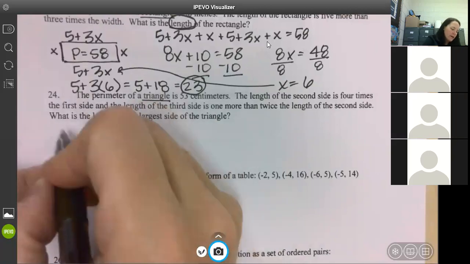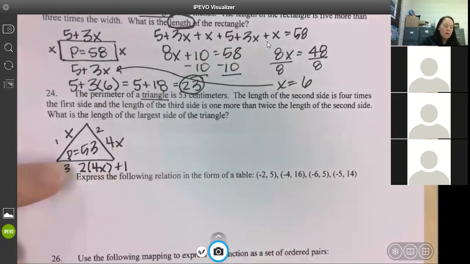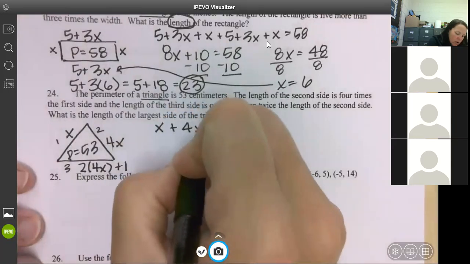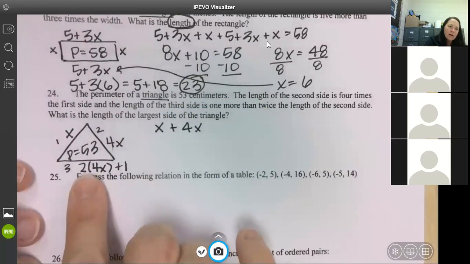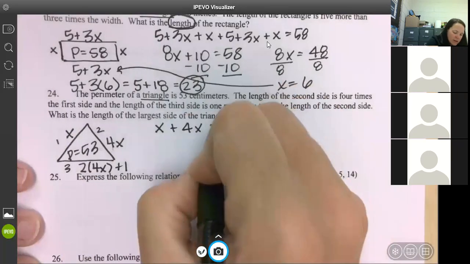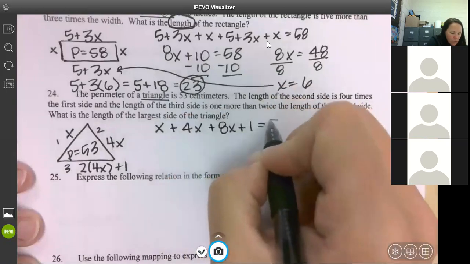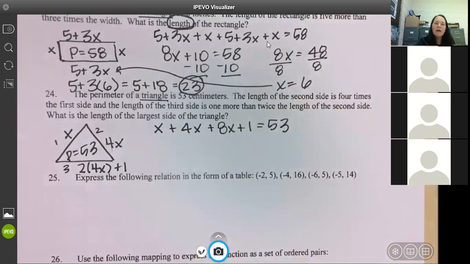X. Perfect. Now we do perimeter. X plus 4x. What is 2 times 4x? 8x. We'll go ahead and put that. Plus 8x plus 1 gives us that perimeter of 53. Is everybody okay?